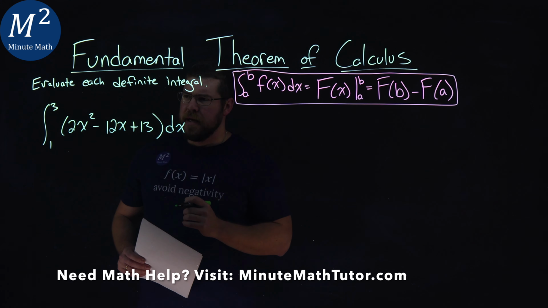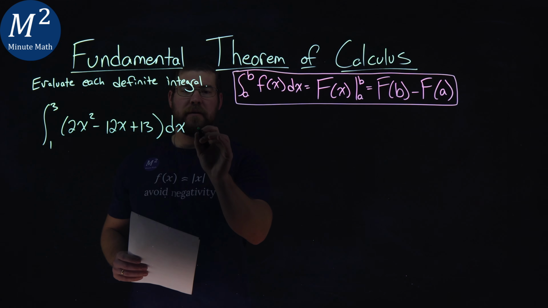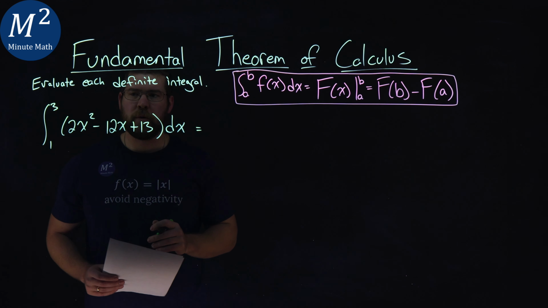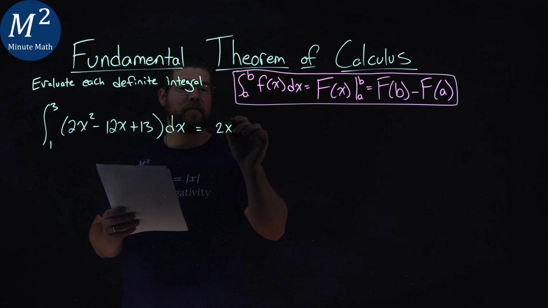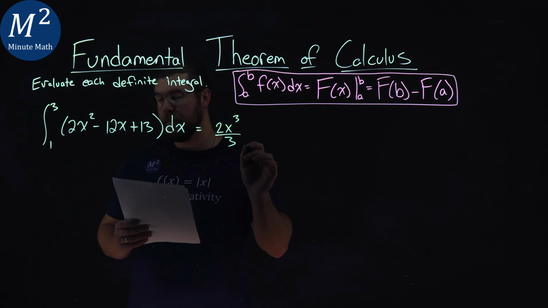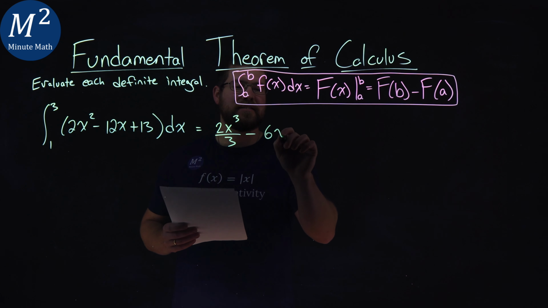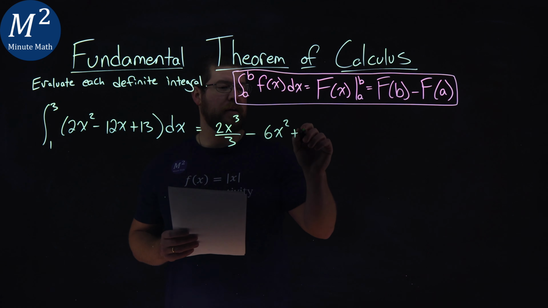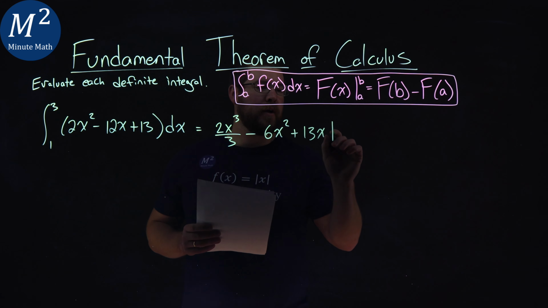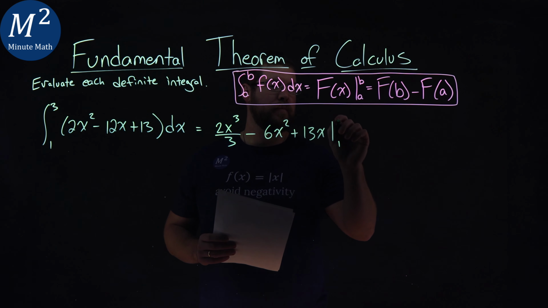Now, the first thing I want to do is find the integral, and we're going to put it from a to b here. Okay? So what's the integral of 2x squared? Well, the integral of 2x squared is 2x to the third power over 3, minus the integral of the 12x part is 6x squared, plus the integral of 13 is 13x. And we're integrating this from our a to b value, from 1 to 3.